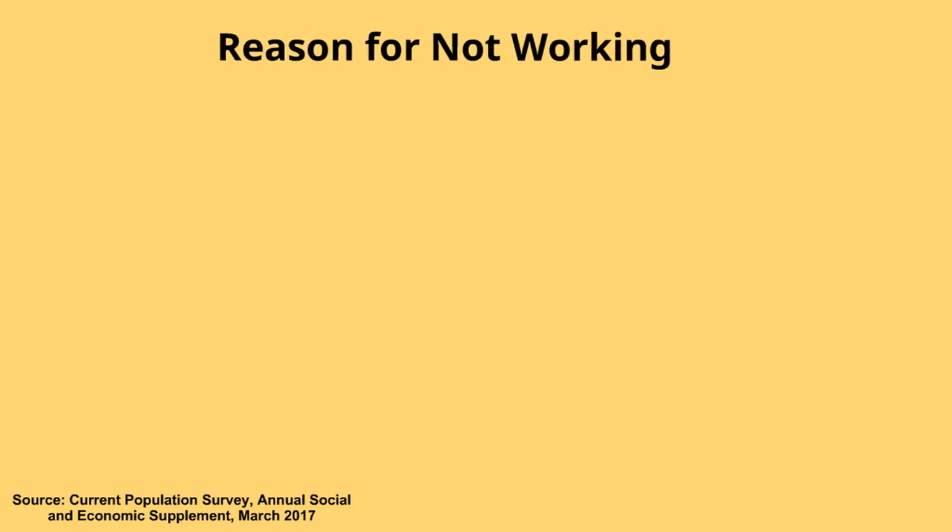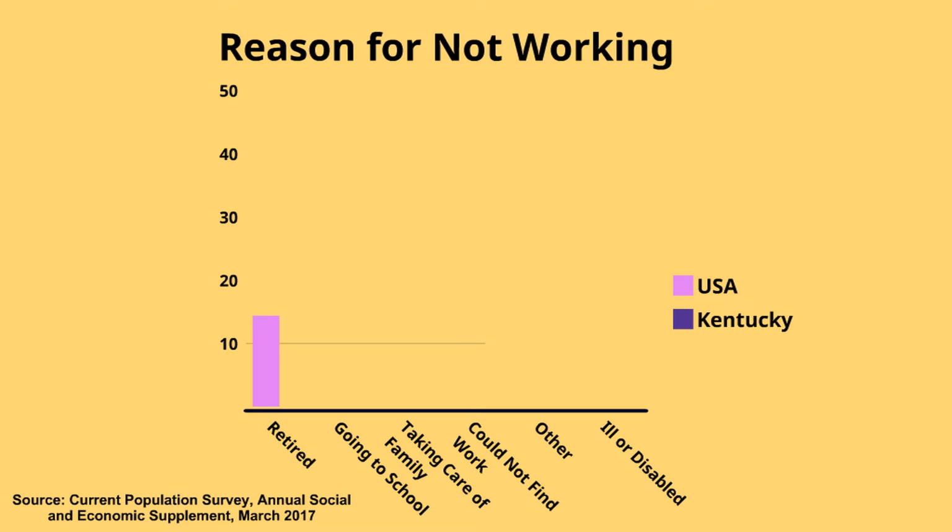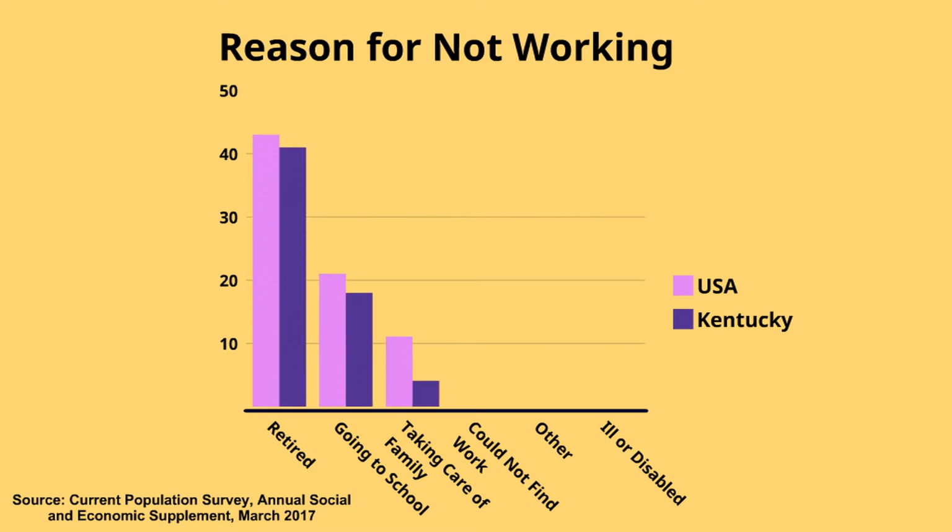There are many reasons why an individual would choose not to participate in the labor force. For those who did not work last year, almost half were retired. Others were going to school, taking care of family, or were unable to find a job. Less than 2% of individuals did not work last year for unspecified reasons. Compared to the United States, Kentucky has an exceptionally high percentage of individuals not participating in the labor force because of an illness or disability.